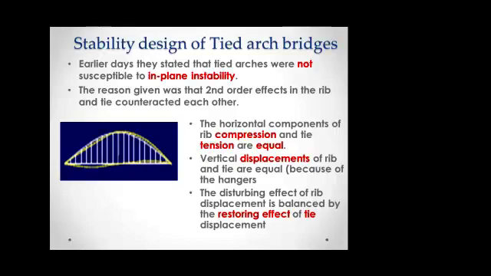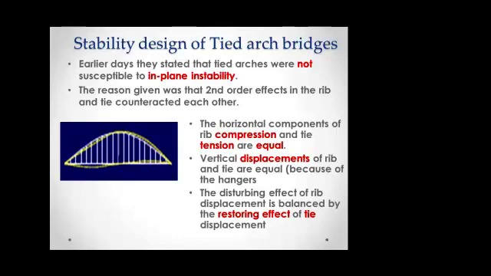But later on, why do they think like that? They are assuming that the horizontal components of the rib compression and the tie tension are equal. The vertical displacements of the rib and the tie are equal because of the angle. The disturbing effect of the rib displacement is balanced by the restoring effect of the tie displacement.